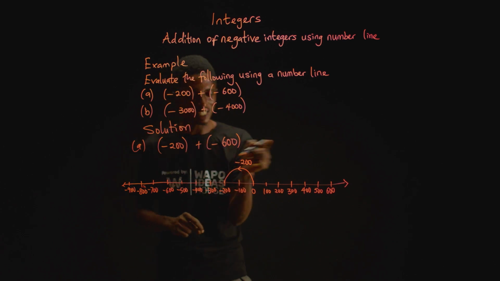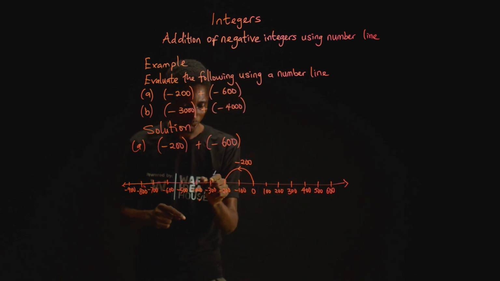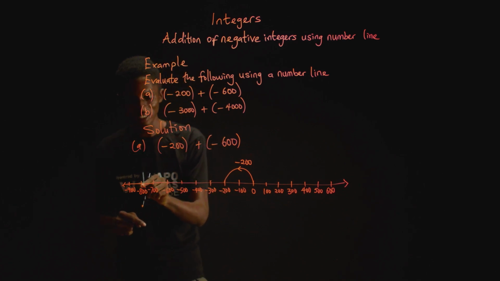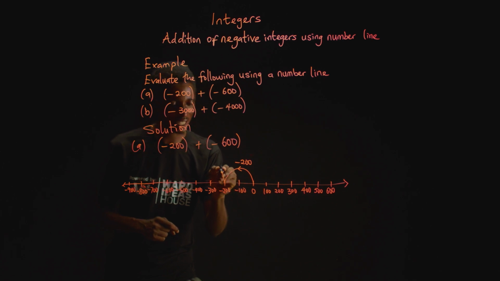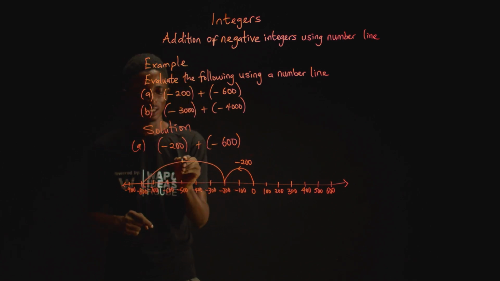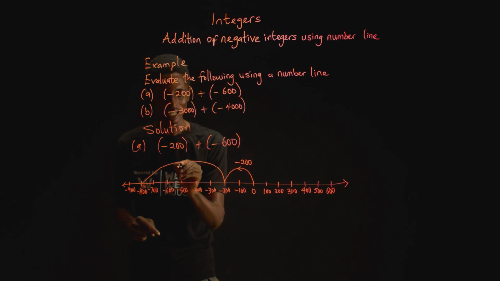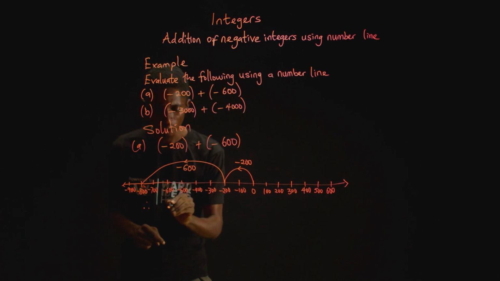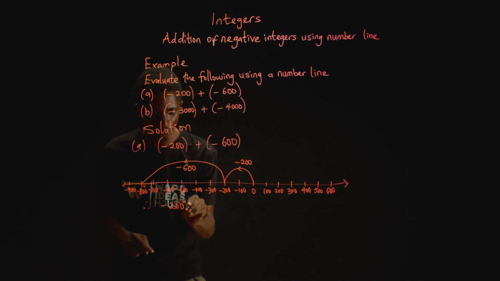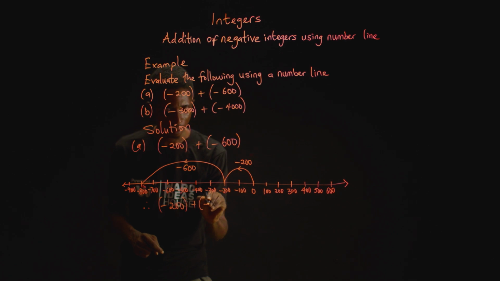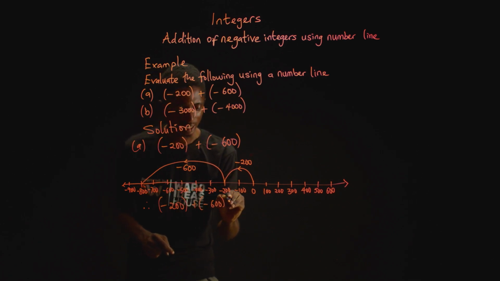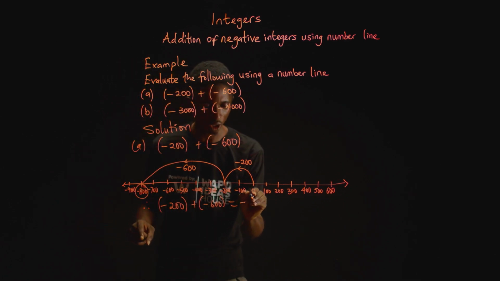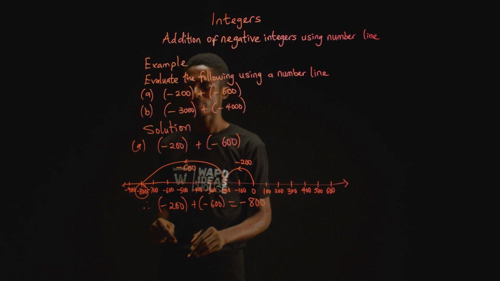Now let's see. 6 steps to the left. 1, 2, 3, 4, 5, 6. Now there we go. 6 steps to the left to indicate minus 600. Therefore, minus 200 plus minus 600 equals where we have stopped, which is minus 800.